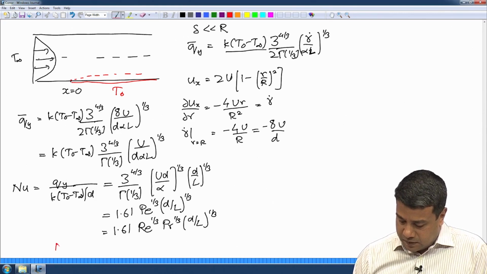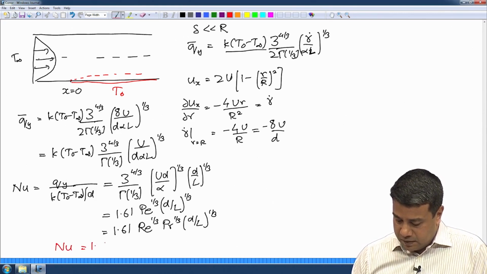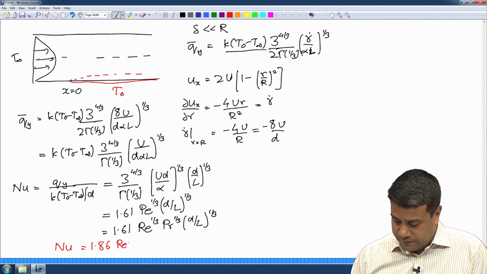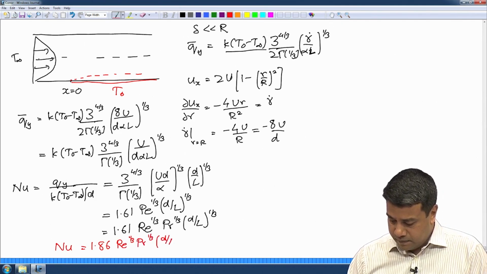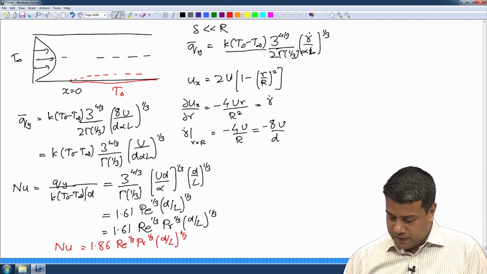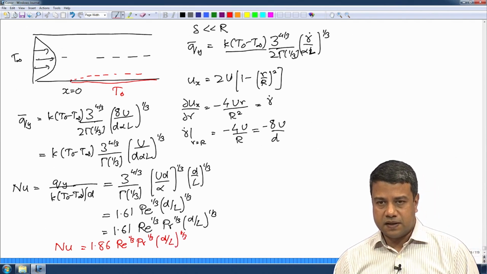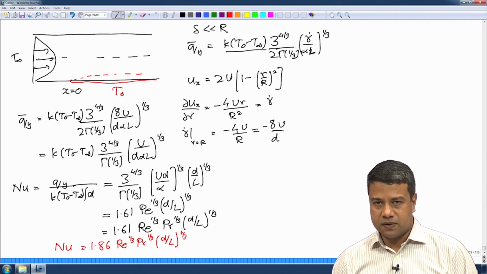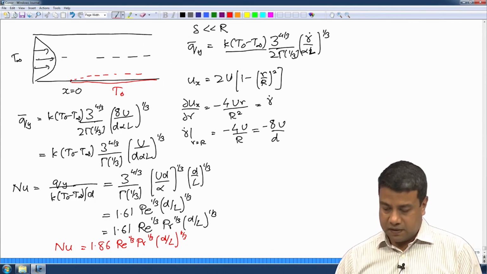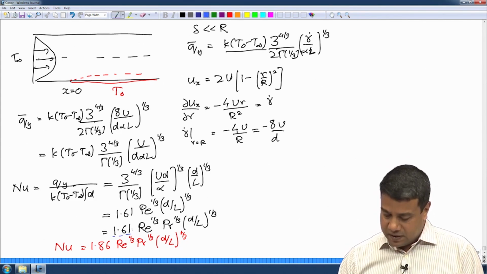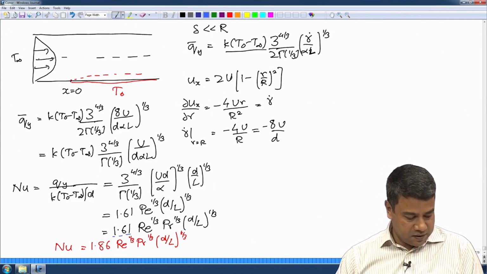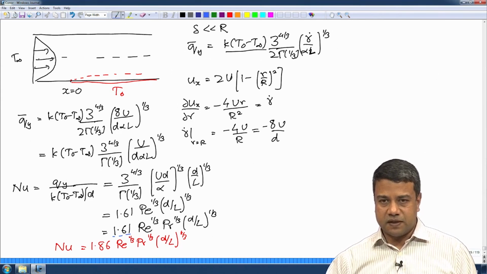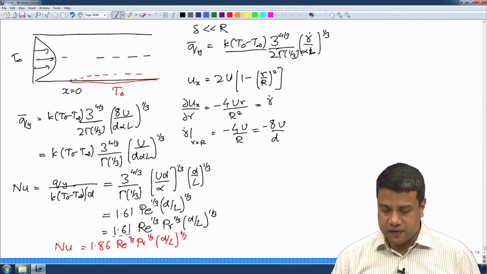Recall the Nusselt number correlation for a pipe flow, 1.86. We have got a relation that is almost exactly the same, except that there is about a 15% difference in the constant of integration. And that 15% difference is because we have neglected the curvature of the pipe. So, up to this constant value, we have managed to get the correlation for the heat transfer in a pipe.